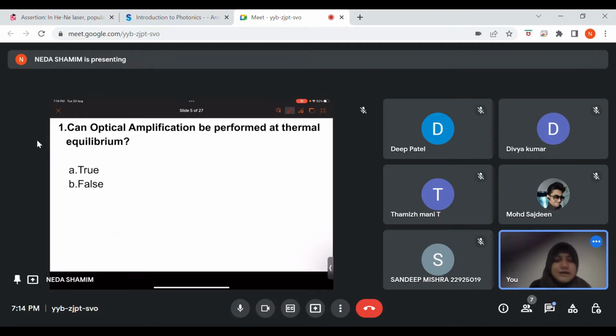Now, the very first question. Can optical amplification be performed at thermal equilibrium? True or false? False. Yes, tell me. False. And why do you say false? What is the reason? You must have some argument for why optical amplification cannot be performed at thermal equilibrium. What is the reason for this?